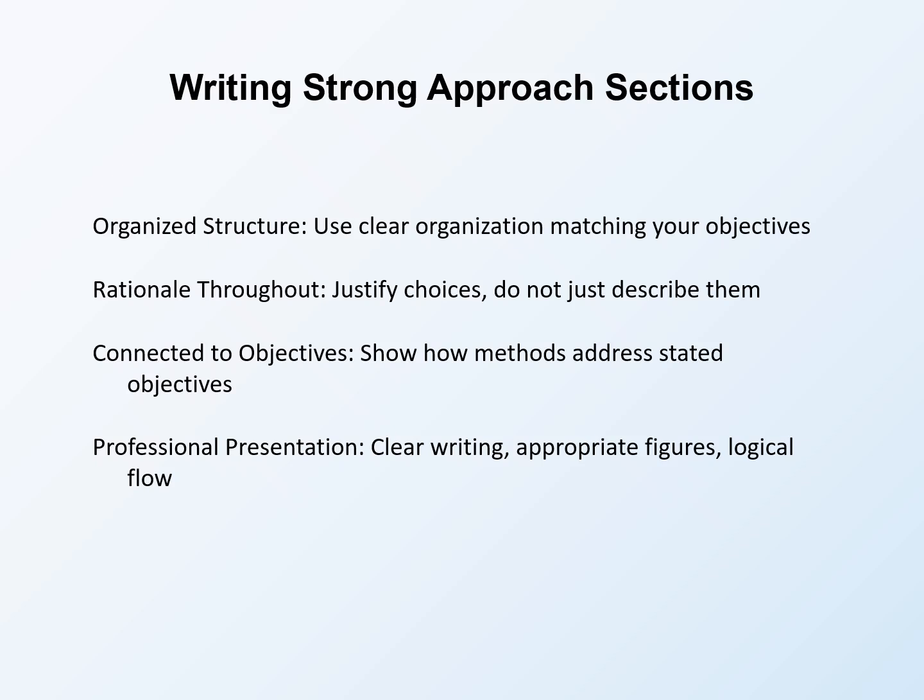Each objective should have corresponding methodology. Reviewers should see clear links between what you aim to accomplish and how you will accomplish it. Professional presentation includes clear writing free of jargon, appropriate figures that communicate effectively, and logical flow from one section to the next. The approach section is often the longest in your proposal. It deserves careful attention to presentation quality.